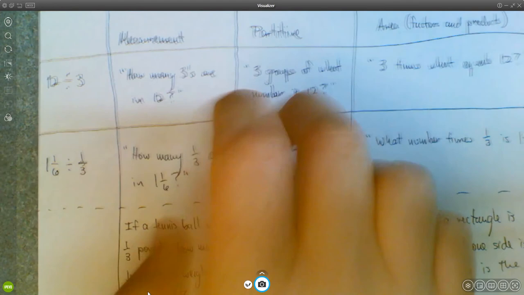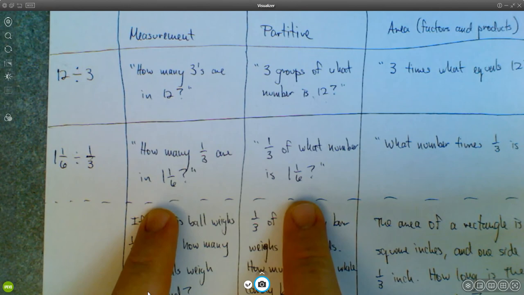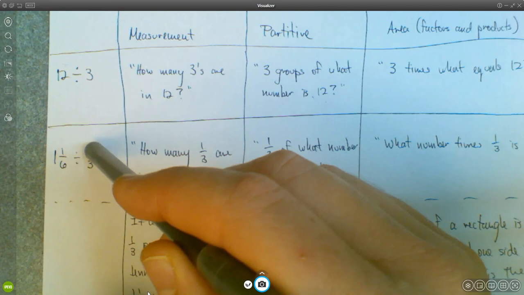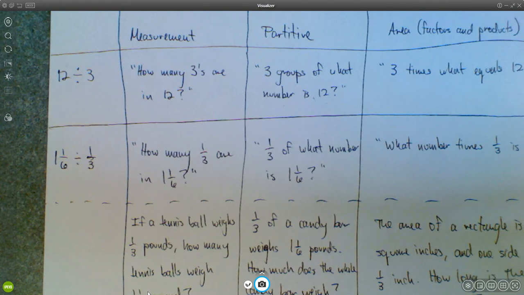But ultimately, this is what it boils down to, right? With the measurement model, you're asking how many of this number fit into that number. With the partitive model, you're thinking this number times what equals that number. Okay. So that's all I'm going to say about that.